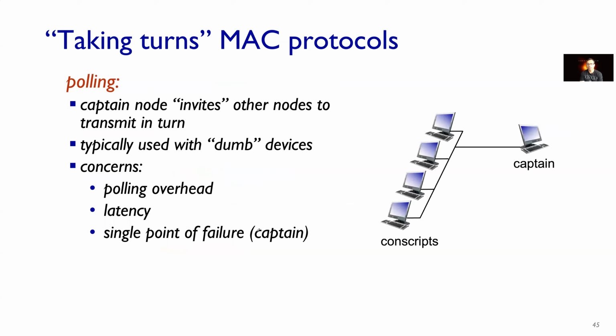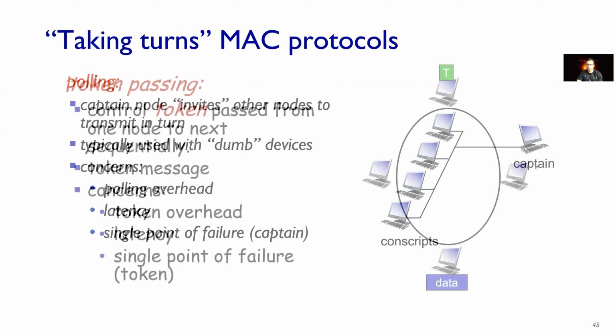So there are 2 broad categories of these. There's one category which relies on polling. Effectively here we have a hierarchy. There are some more capable nodes and some less capable nodes. We'll call the capable node a captain, and the less capable nodes conscripts. These are respectively dumb devices. And the captain is then responsible for polling these devices. And when they're polled, they will send data, right? And then the captain can poll another device, which can send data, right? And so on and so forth.